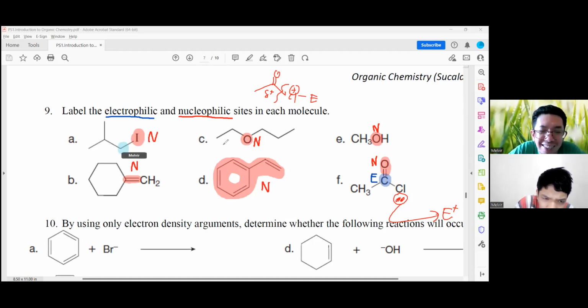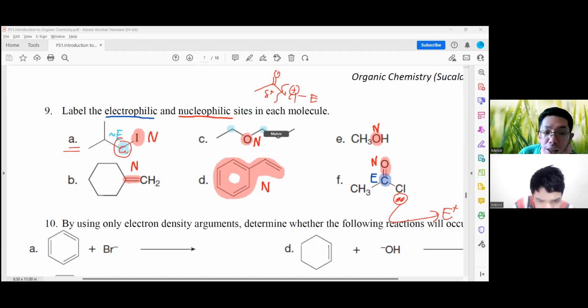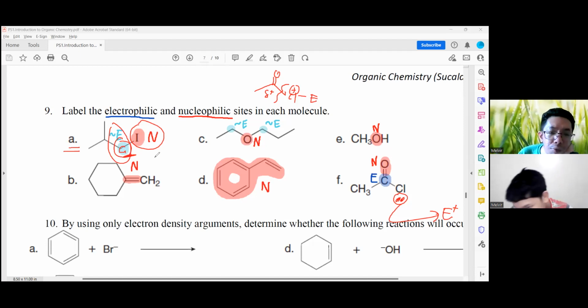So actually sa alkyl halides, okay, let's check Letter A. Sa alkyl halides, Josh, ang pinaka-important lang dyan ay itong carbon. This is correct. This carbon is an electrophilic site. Wala ka nang pakialam dito kay iodine. So, nucleophile siya pero hindi siya reactive site para sa mga alkyl halides. Ito talaga ang reactive site for alkyl halides. We're focused on this carbon more. So I'll just give you 0.5 for this one.